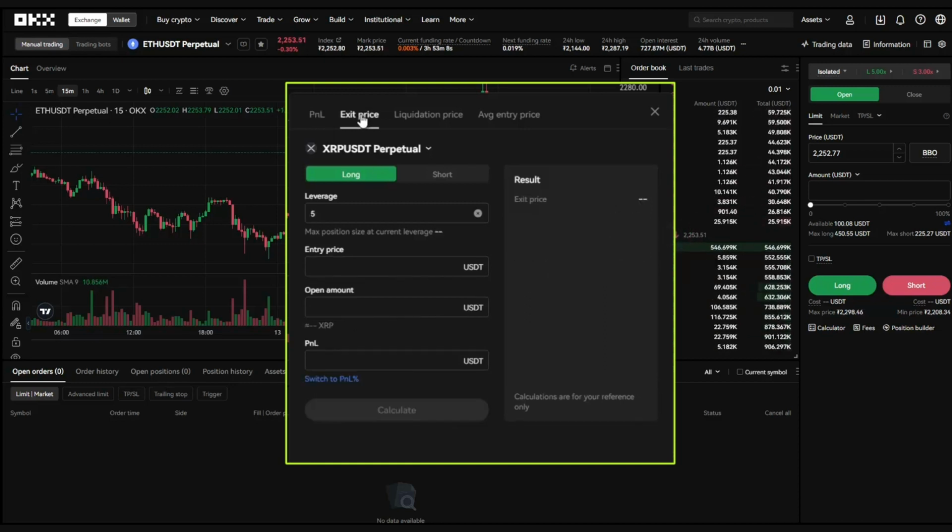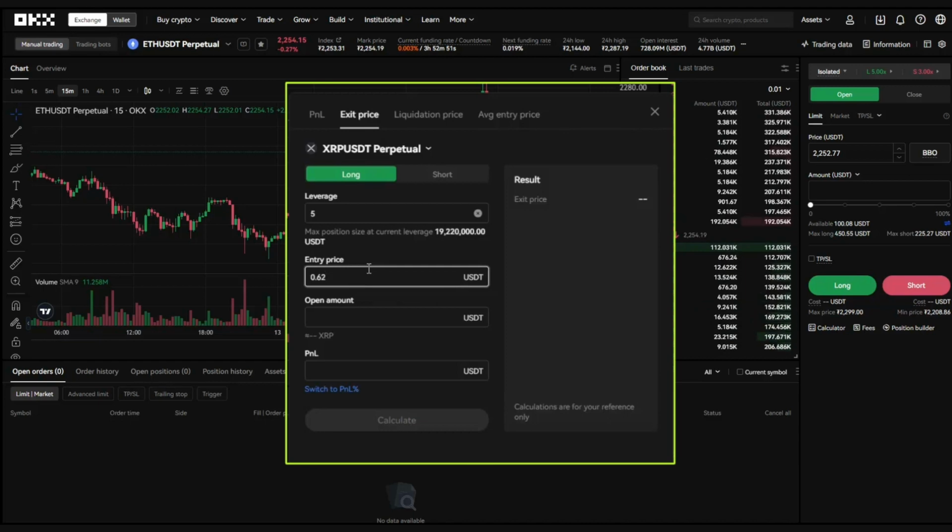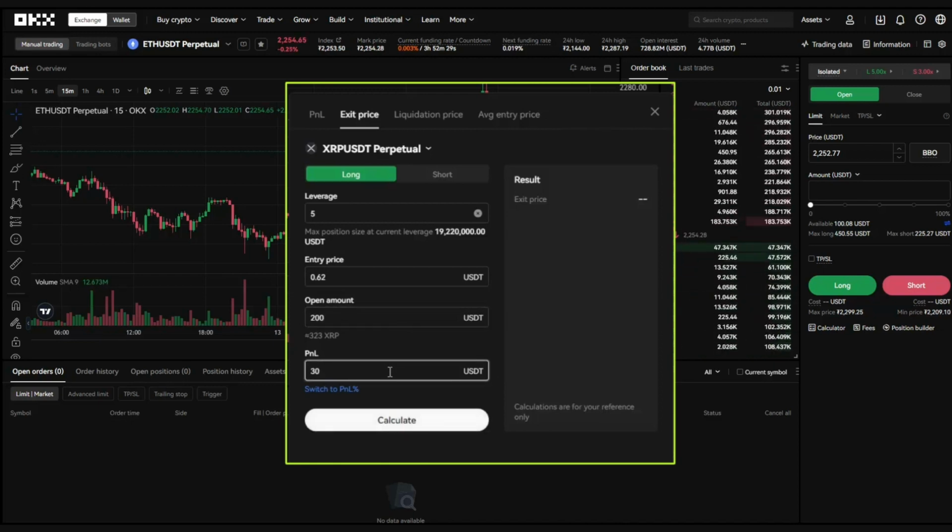Let's look at exit price. Here you place the entry price. If you want, you can change the leverage. Here you enter the amount of dollars with which you want to open the trade. And finally, you place the profits you want to obtain in this trade. I'm going to place $30. And here it appears that to have $30 in profit, you must exit the trade when XRP touches 7 cents.